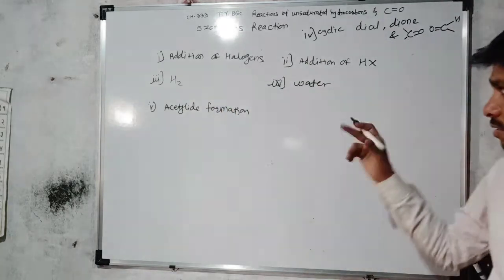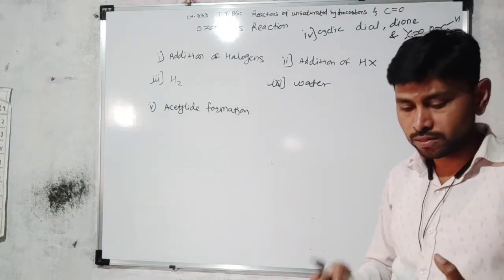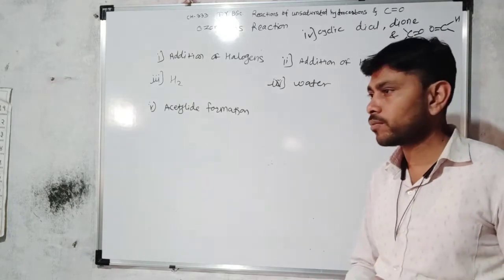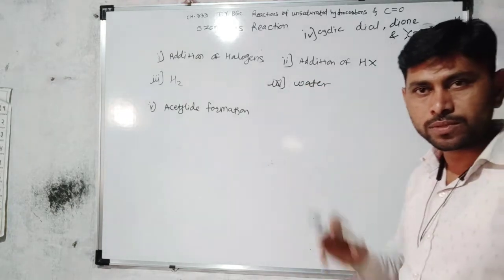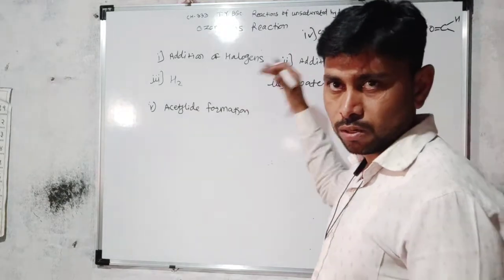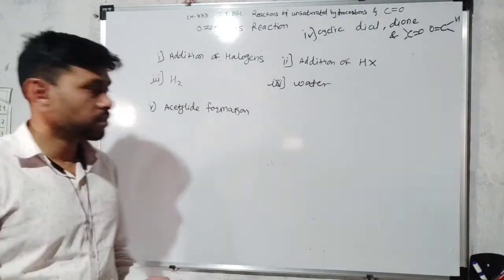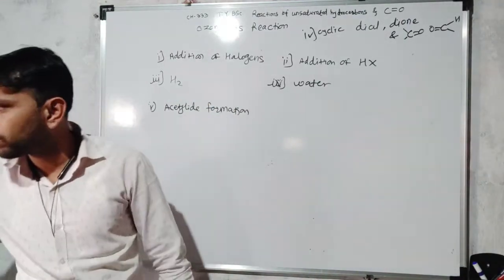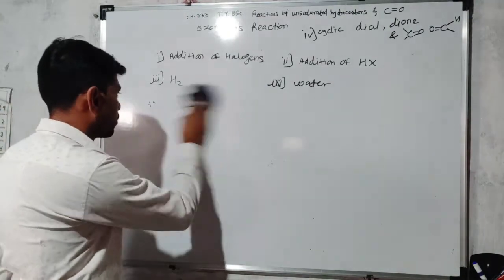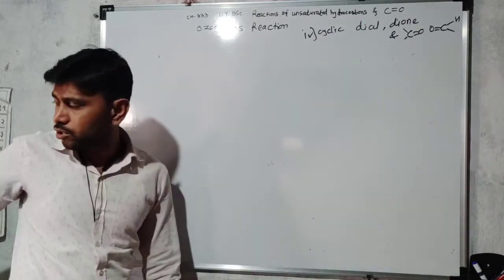We have to study these reactions in detail by mechanism: how many steps are there, which products are obtained, which are major products and which are minor products. We have to see this in the case of symmetrical alkynes and unsymmetrical alkynes, one by one. Before starting this, let's see the general mechanism of the addition reaction of alkynes.